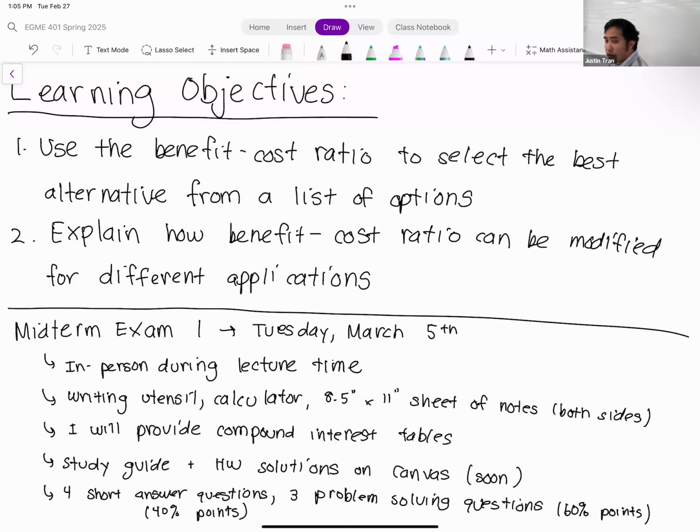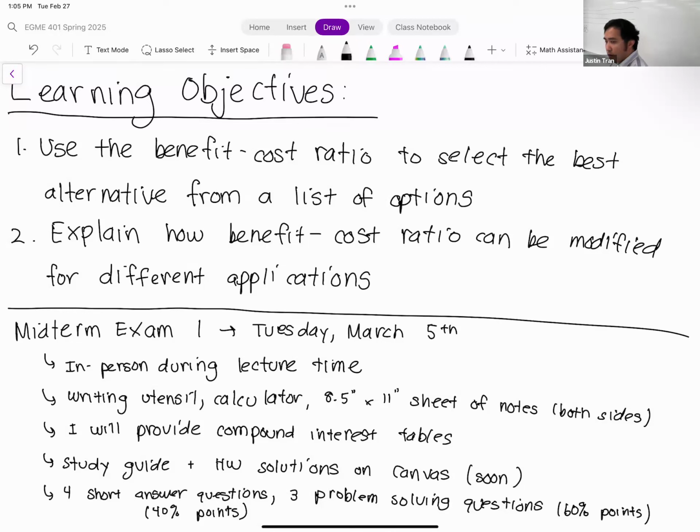Remember I have office hours too. I have office hours today after the lecture, office hours Thursday, and one more office hours on Monday. So if you have questions you want answered on the homeworks, or you're confused about a certain topic, come to the office hours.